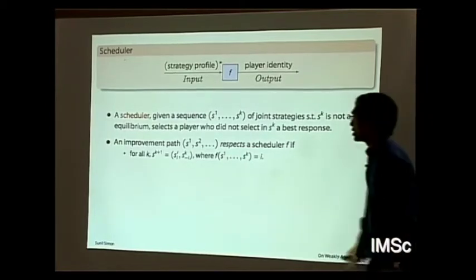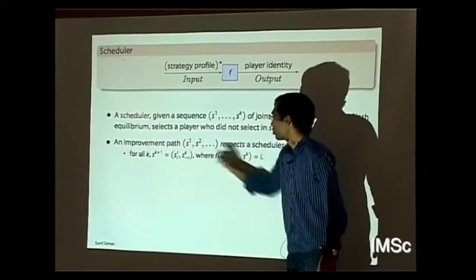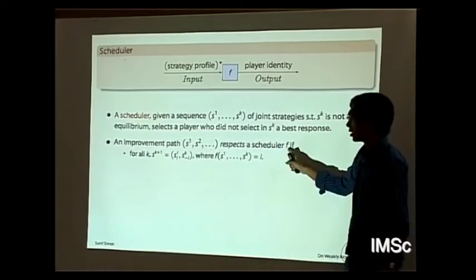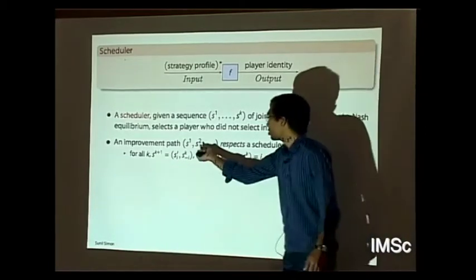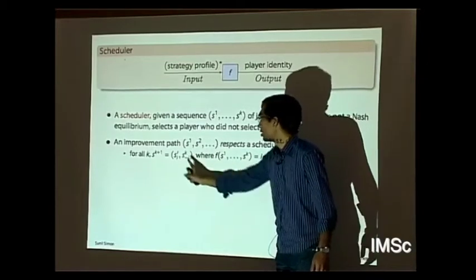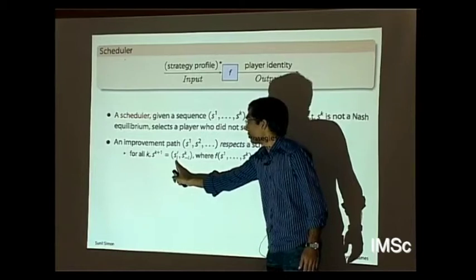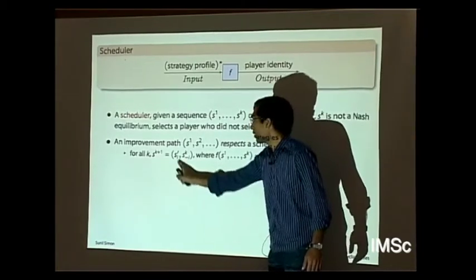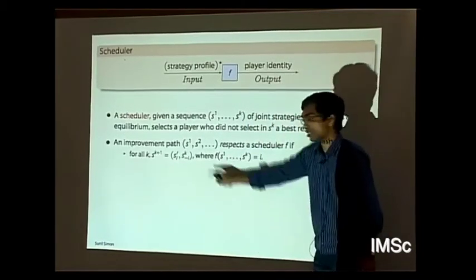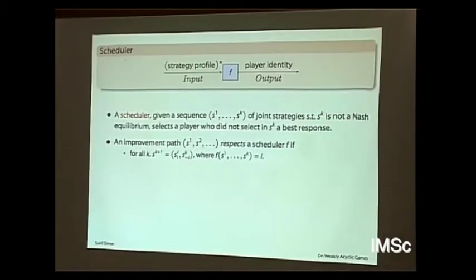We say that an improvement path S1, S2, and so on respects a scheduler f if, for any two consecutive strategy profiles Sk and Sk plus 1, where the only difference is that, say, player i changes, this player i is actually scheduled by the function f. So it's a restriction on the set of improvement paths. You have to make sure that the player who changes is actually scheduled by the function f.